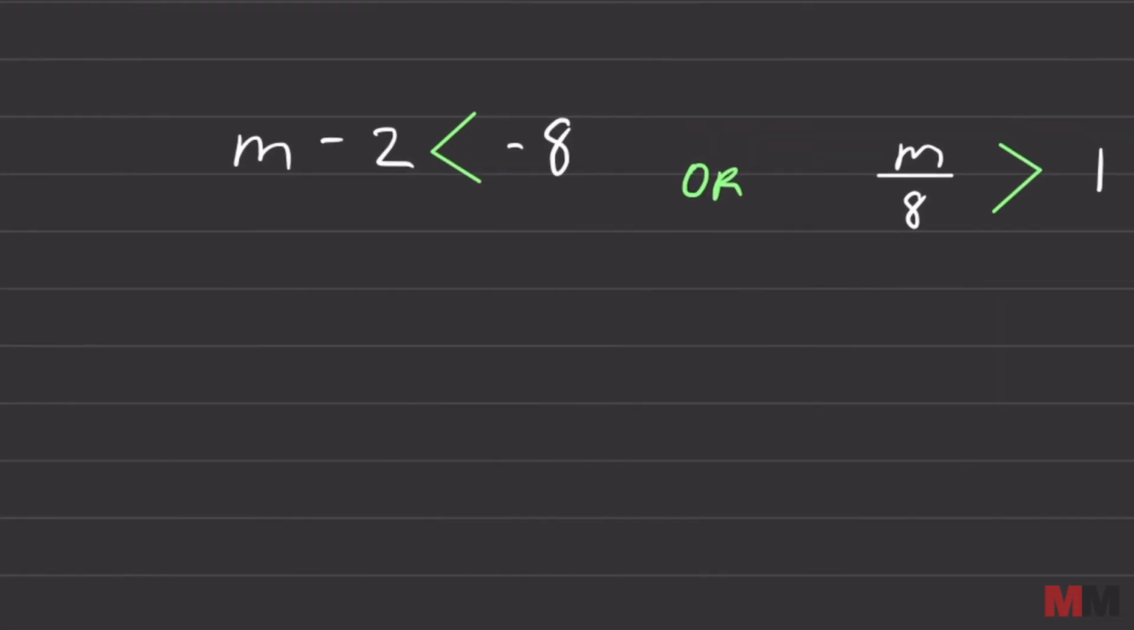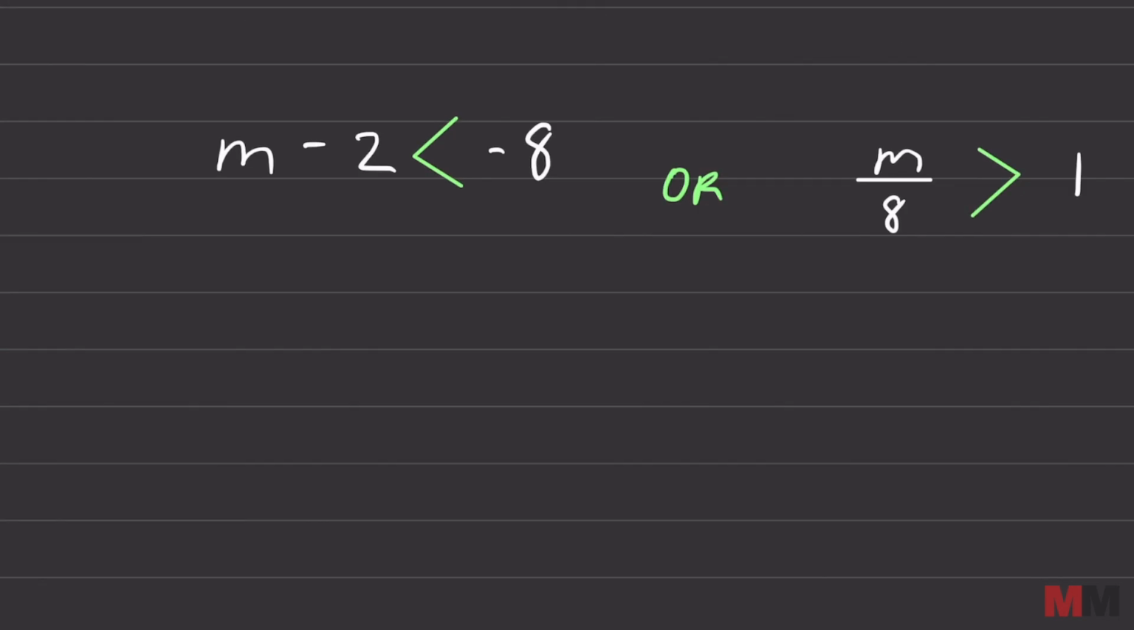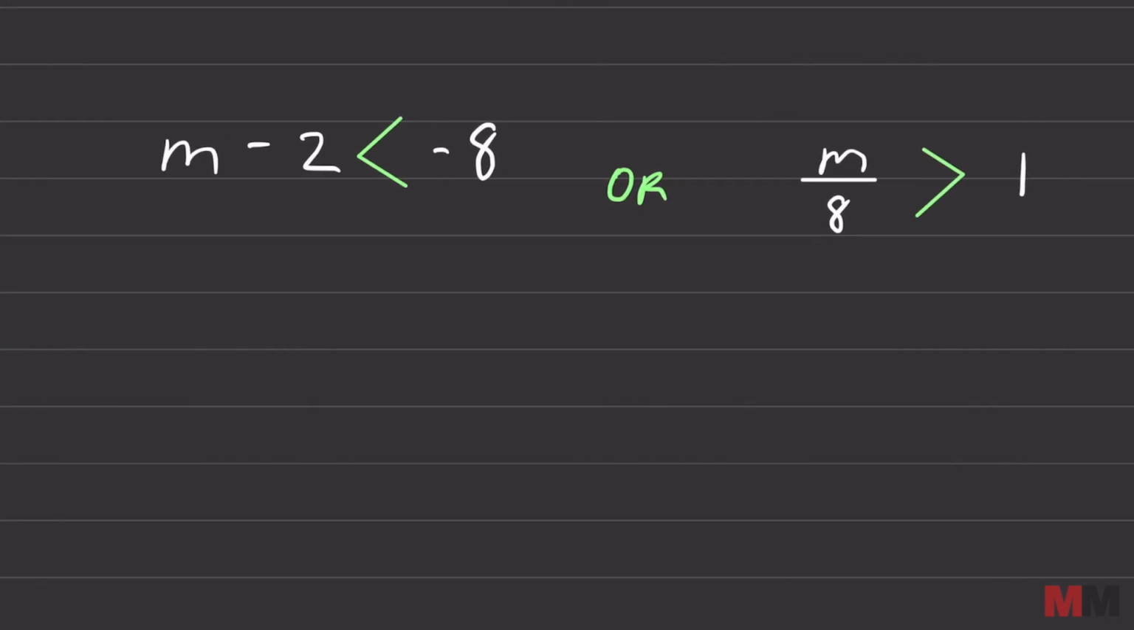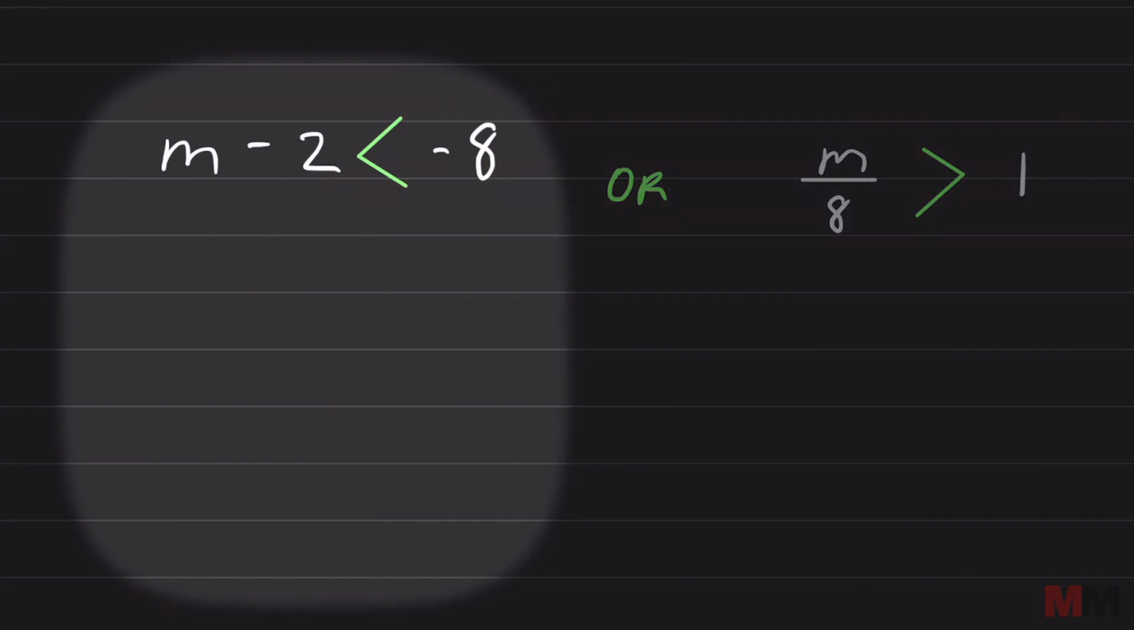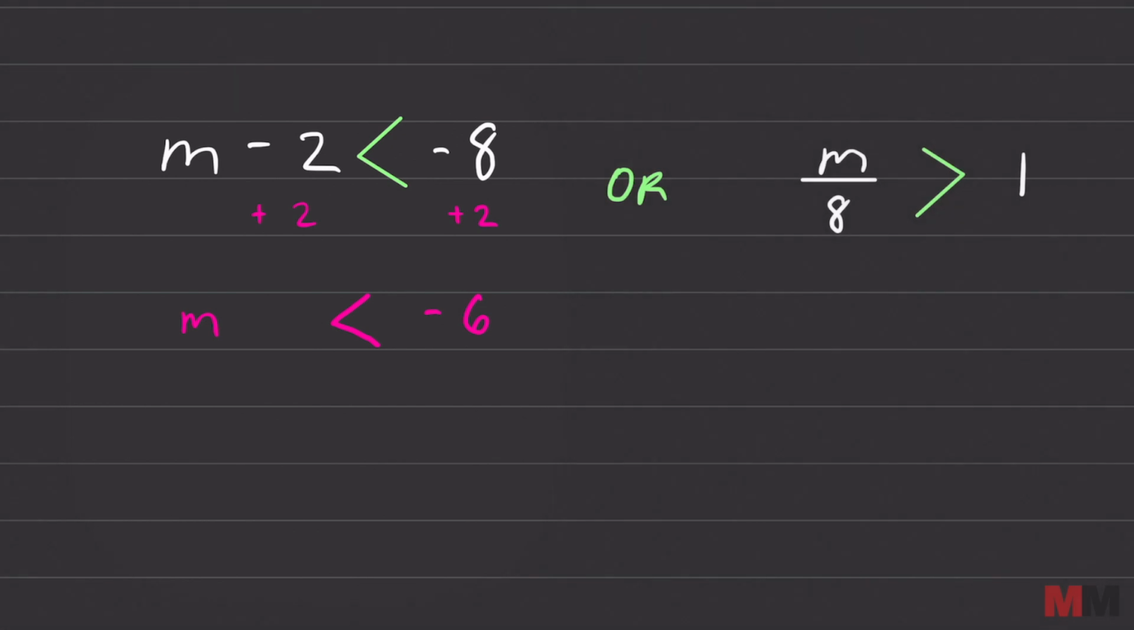When you see it, it's usually going to show up like that, two inequalities. The first thing you're going to do is solve each part of the inequality. We'll start with this one. This is just a single step equation. All you got to do is add 2. Now you got m is less than negative 6.